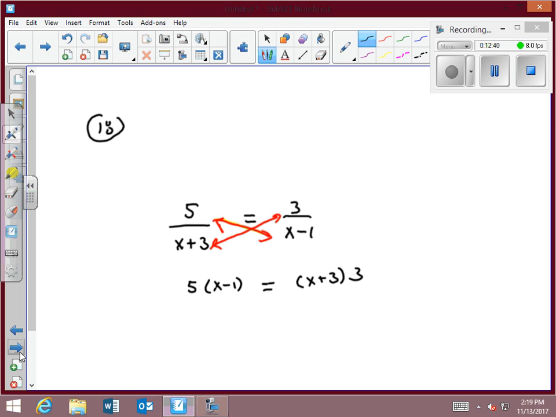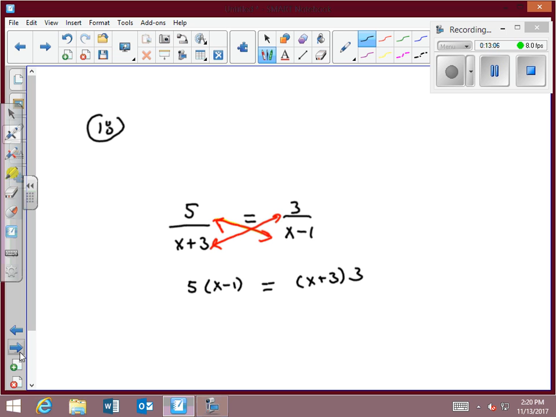So you got in your arsenal of things to attack problems, if the case is right, you can cross multiply. You can always multiply both sides by the least common denominator. I'm going to say that again. You can always multiply both sides of the equation by the least common denominator. If the case is right, you can cross multiply.